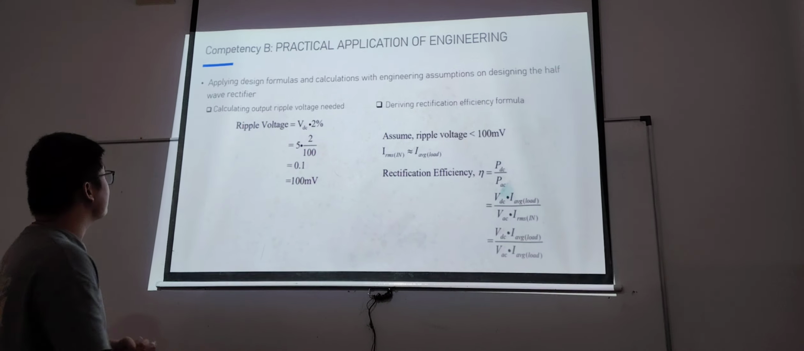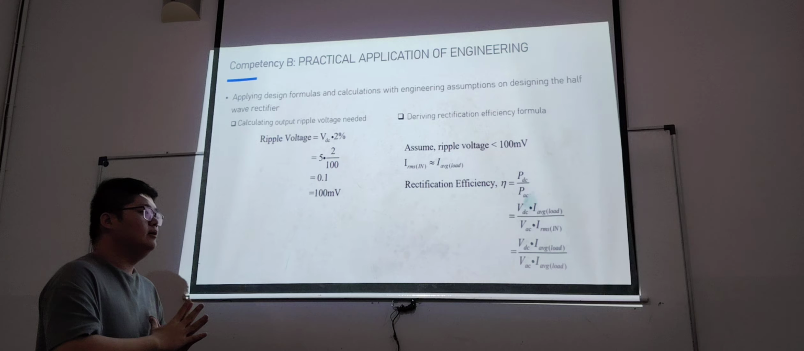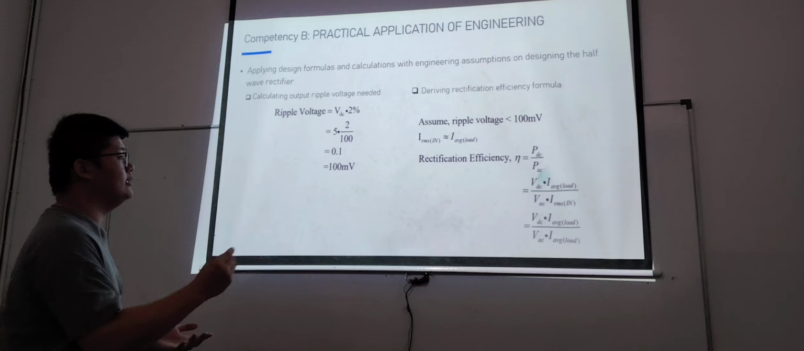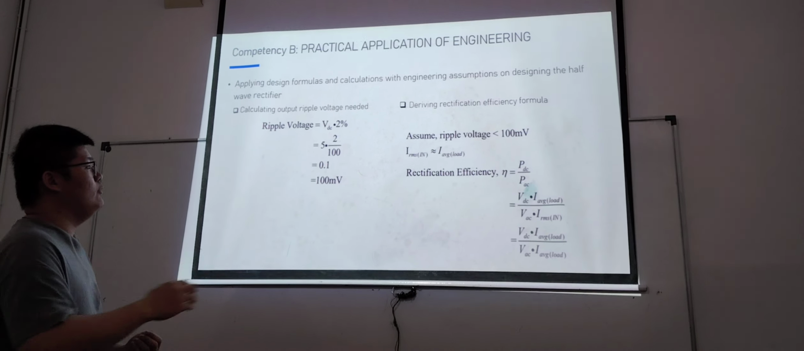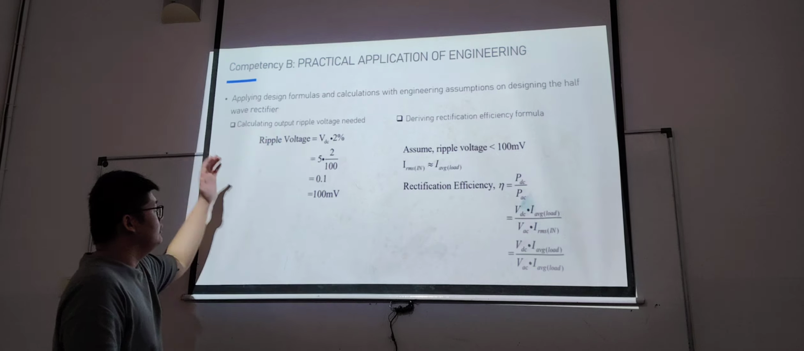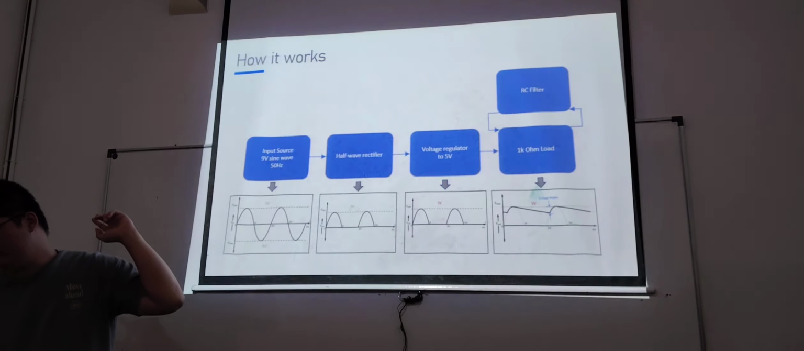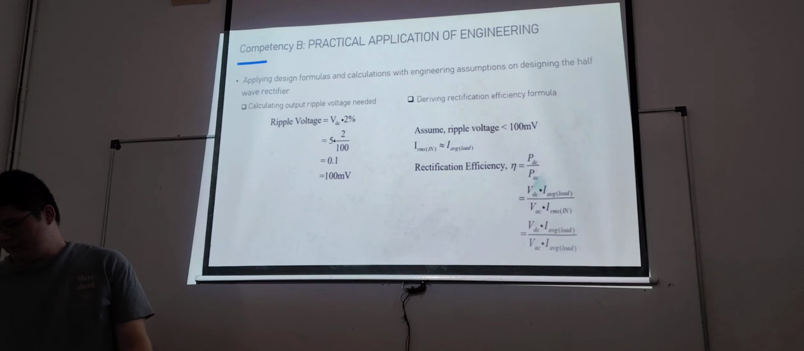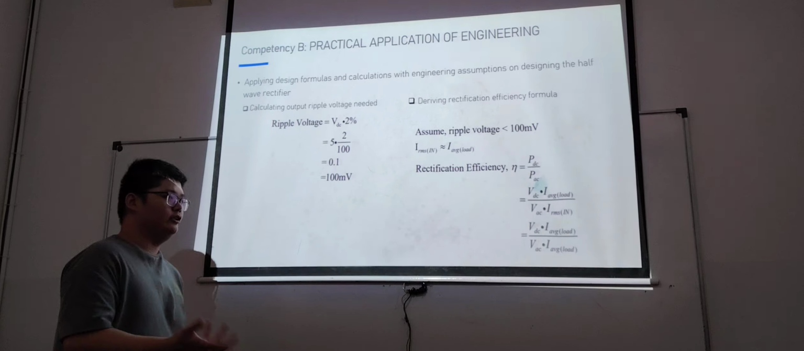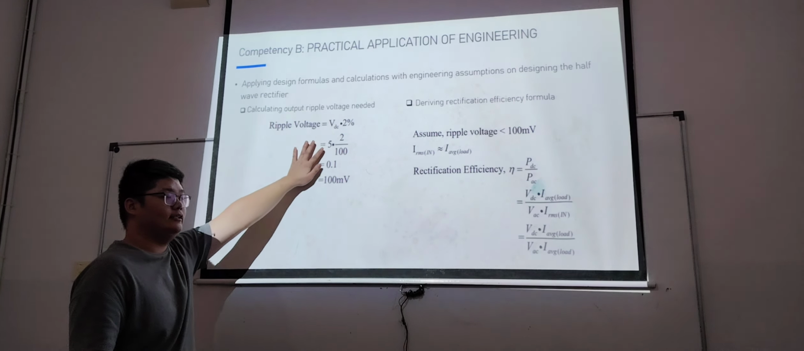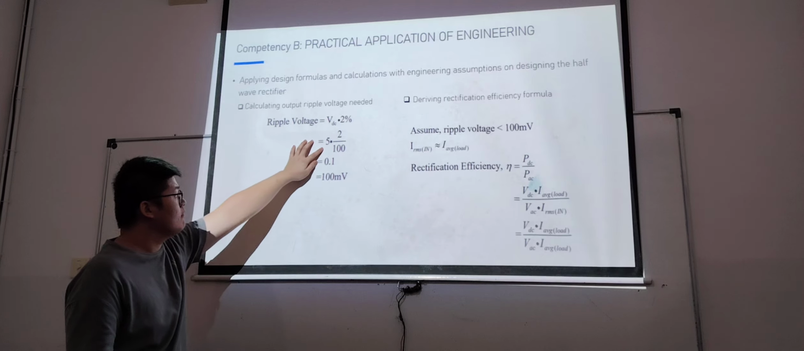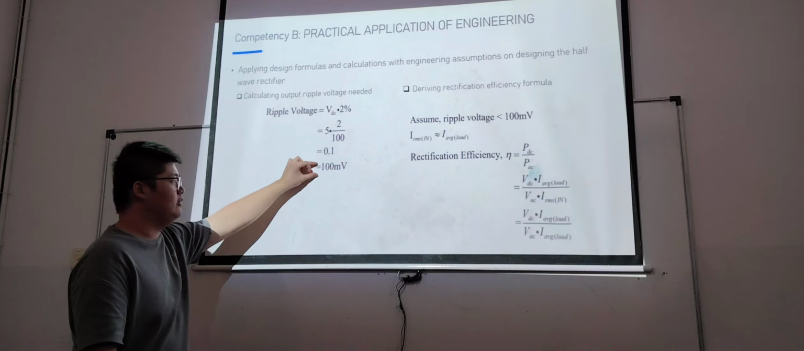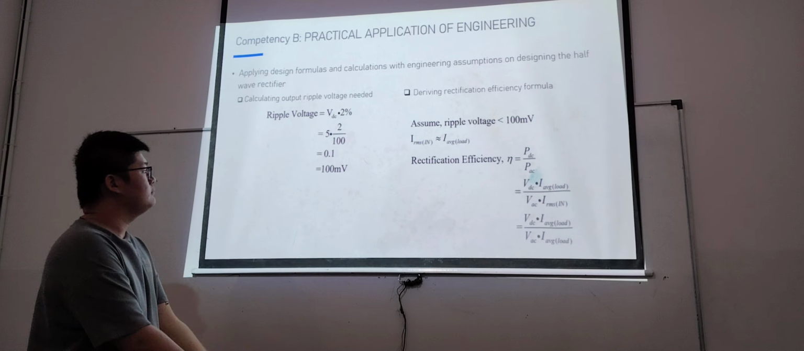Next, for competency B. I will apply some formulas and engineering knowledge to get the values that I need to properly evaluate my rectifier. The requirement just now said 2% voltage ripple, so I have to translate the 2% into how much voltage it is. I assume my output voltage is 5 volts, so 2% of that is 100 millivolts. My output ripple voltage has to be less than 100 millivolts.